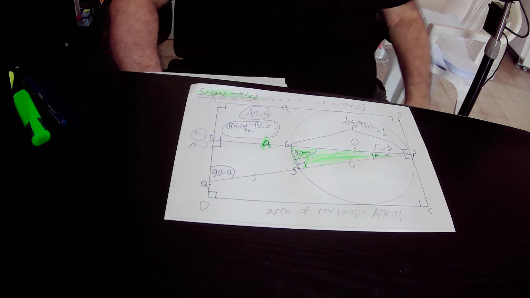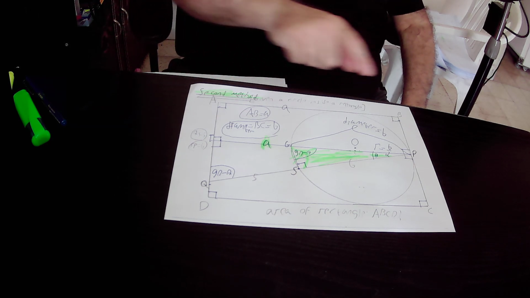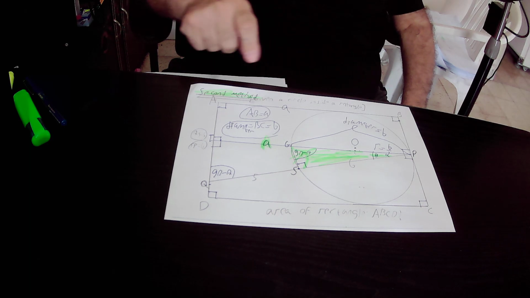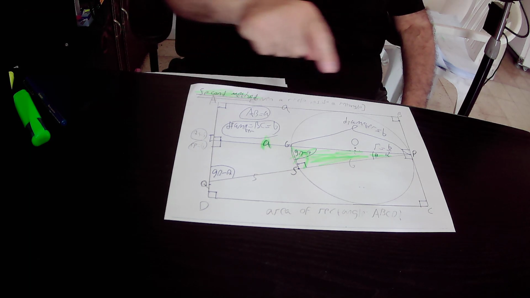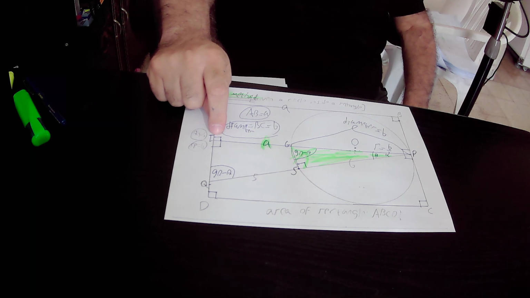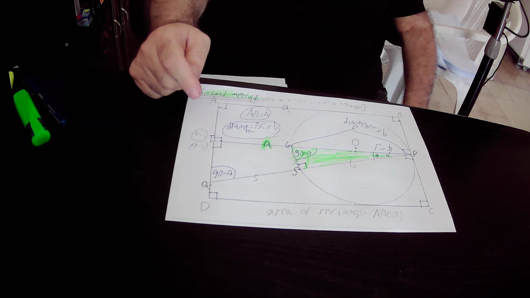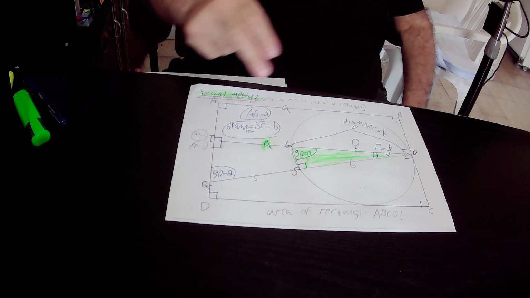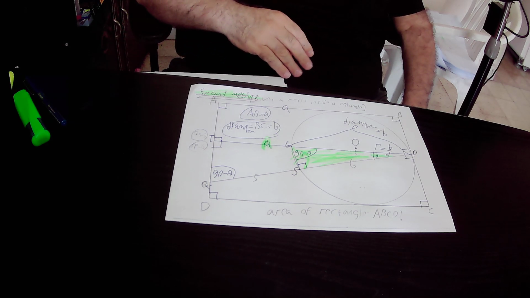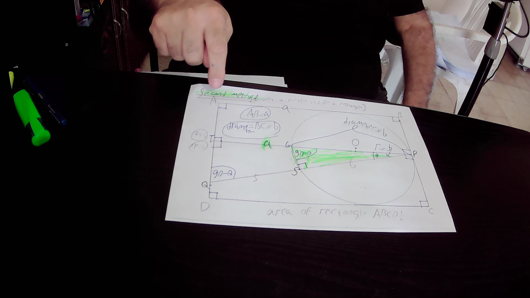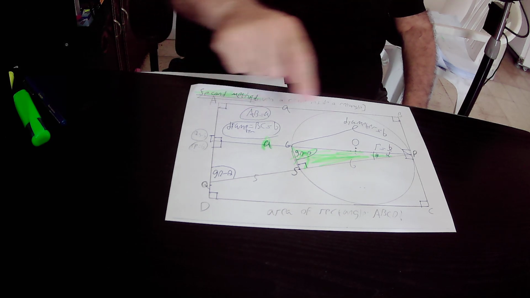Okay, so here, if you focus on quadrilateral ABTP, we have 1, 2, 3 right angles. Therefore, the fourth angle must also be a right angle. So quadrilateral ABTP has 4 right angles. Therefore, it must be at least a rectangle, if not a square. So we conclude that quadrilateral ABTP is a rectangle.